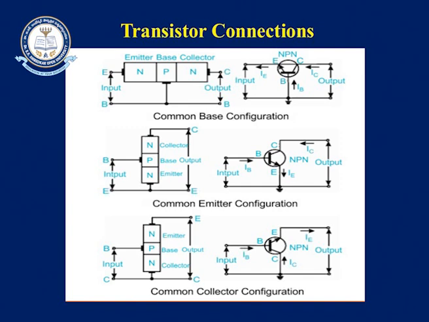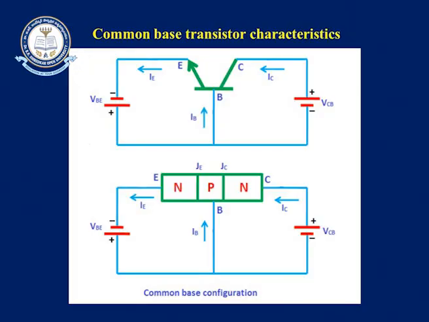Which configuration you are using is based on your middle connection, that is, transistor connections. Next, after transistor connections, we will go for individual ones. What is the first transistor connection? We have the common base transistor configuration. Here, which is the input terminal, which is the output terminal, which is the middle terminal?